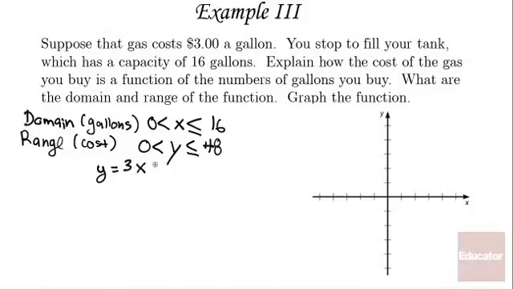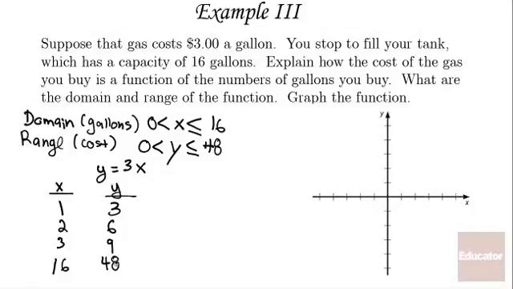Now I need to graph. And the way I can graph is I can set up a table of x and y values. So let's say I buy 1 gallon of gas. The cost of the gas is going to be $3, looking at this equation. If I buy 2 gallons, it's going to be $6. 3 is going to be $9. And this is going to go on up to my maximum of 16 being $48.